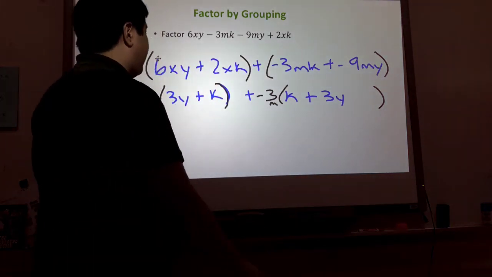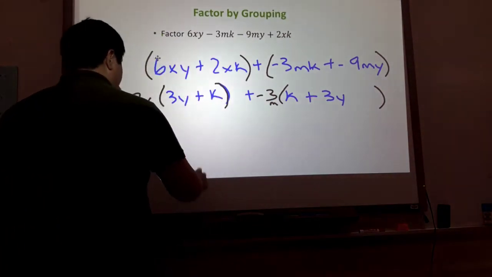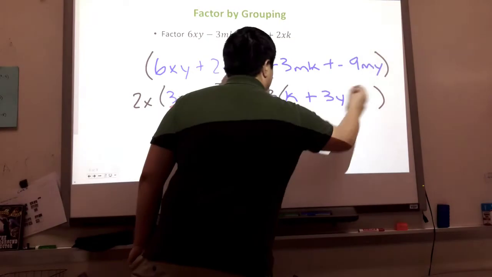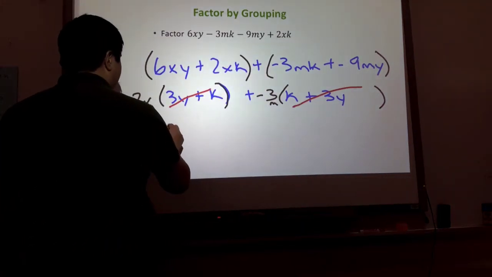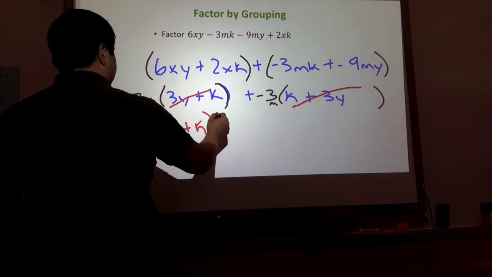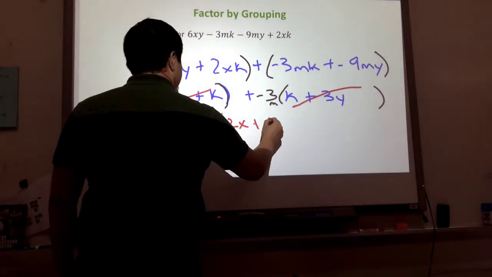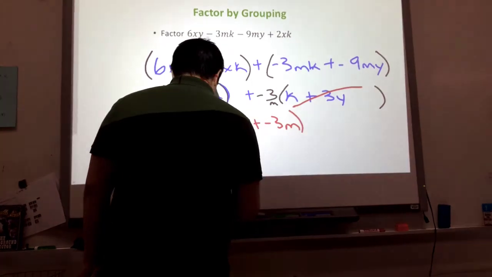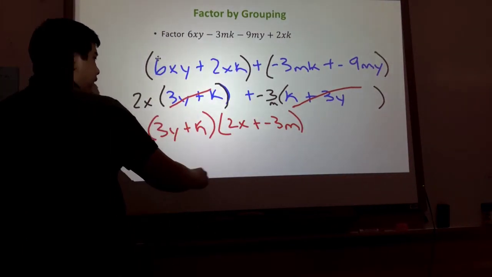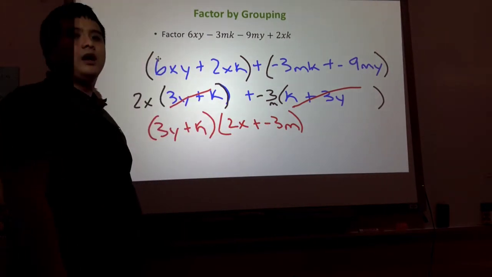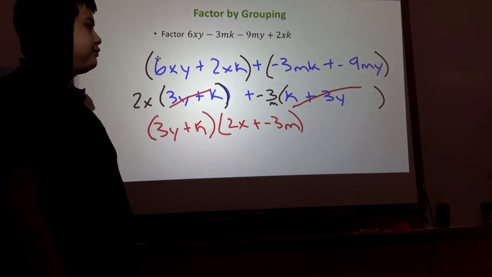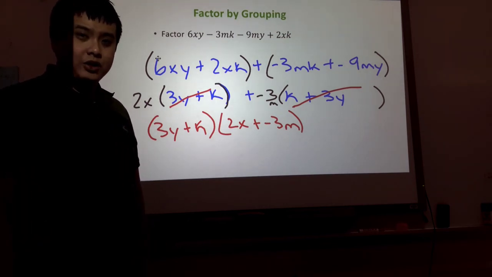And lo and behold, we have our common binomial. So therefore, we're going to factor that out. We get 3y plus k. And what we're left with afterwards is 2x plus negative 3m. This binomial doesn't have anything in common, and this binomial doesn't have anything in common. So we are done. There are no GCFs to factor out. Try the practice worksheet on your own.